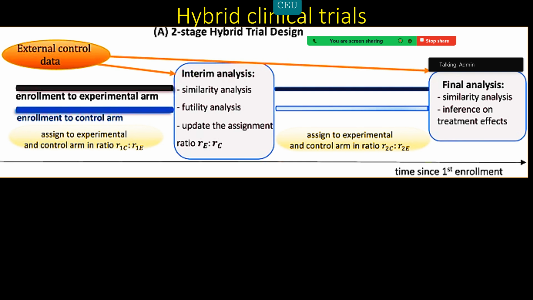Here, at this stage, when you're doing this interim analysis, you may decide that we are going to increase or decrease the sample size. From 1:1, we may change the ratio to 2:1. All those things are possible in a regular RCT after interim analysis. And then we finally do the final analysis like a regular RCT.